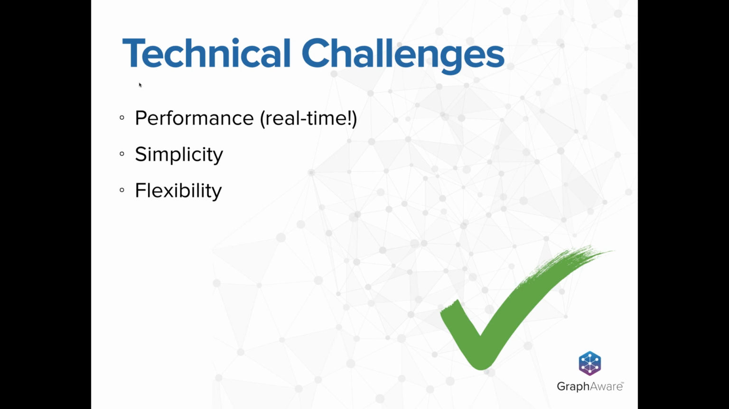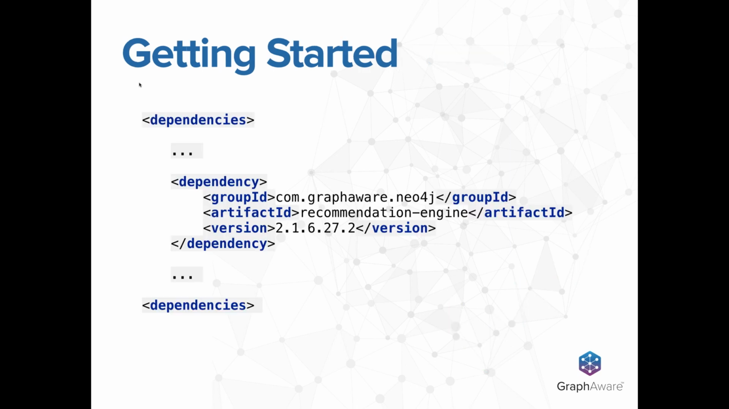And hopefully you've seen from just looking at the code that it's pretty simple and flexible. So you can understand it by looking at it, and you can replace components and add new ones and so on. So if you wanted to get started with this, it's very simple. You declare the recommendation engine library, which is in Maven Central, as a Maven dependency in your project, and you're good to go. There's documentation on GitHub, so you probably want to have a read through that.